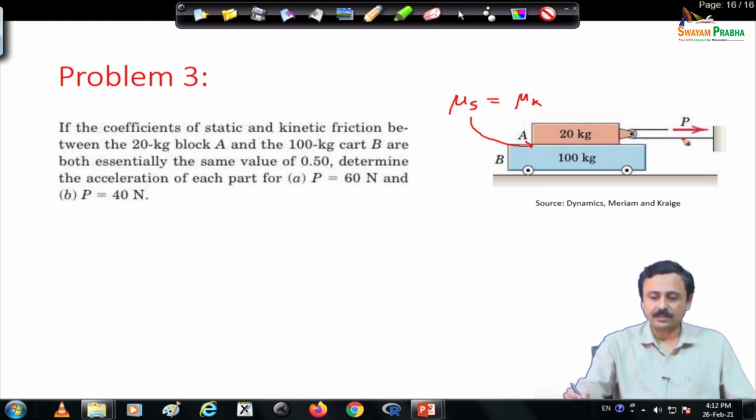And there is a force that is being applied through this inextensible string, which goes over a pulley which is attached to only the 20 kg block. The response of the system is asked for two values of P, one is 60 Newton, the other is 40 Newton. Now, this is an interesting problem because this will demonstrate how the force of friction is dependent on the whole dynamics of the system. Let us see.